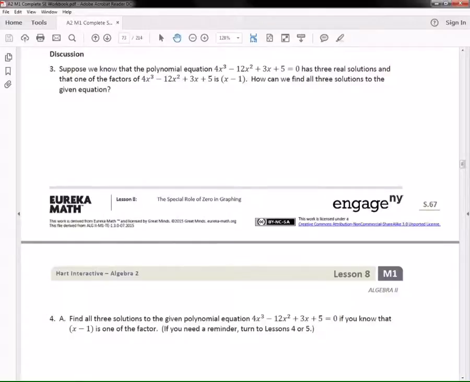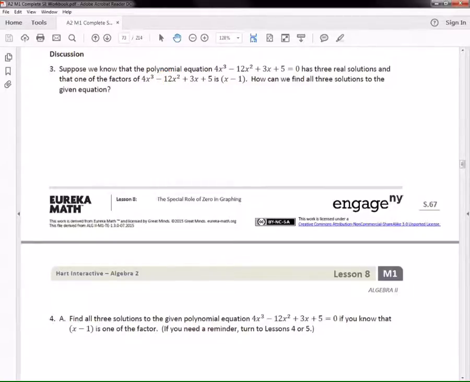Okay, this question I feel like is always stumping my students, and it's probably because of the polynomial stuff. It says, suppose we know the polynomial equation has 3 real solutions, and that one of the factors is this. So it tells us one of the factors. How can we find all 3 solutions to the given equation? It's not a bad question, but you guys look at this and you're like, oh my goodness, polynomials, factors.